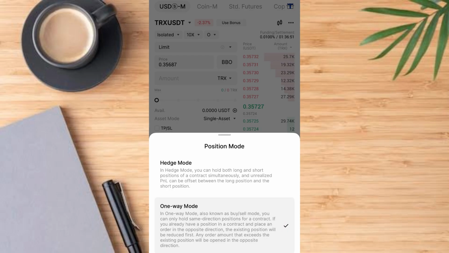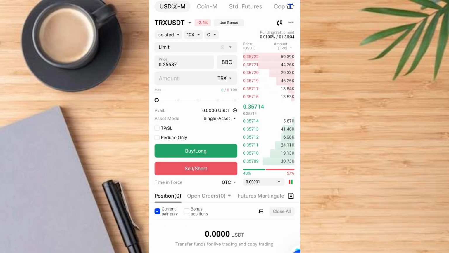Then if you tap on hedge mode, in this mode you can hold both long and short positions on a contract simultaneously, and unrealized PNL can be offset between the long position and the short position. So I will always encourage you to use the one-way mode. On this platform I use the one-way mode, which is very good for me.